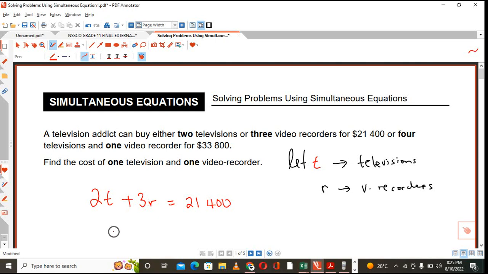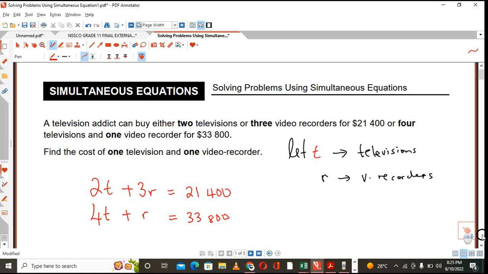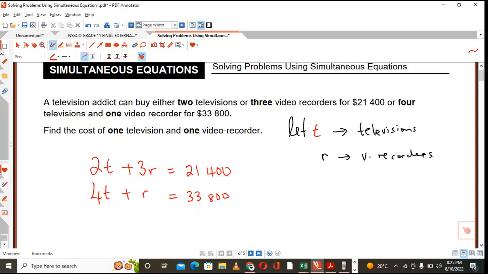All right, then the next says 4 televisions, so that's 4T, and 1R, one video recorder. That goes for $33,800. So these are your two equations, and from here you are going to solve them at the same time, simultaneously. I will use the method of making the coefficients equal.